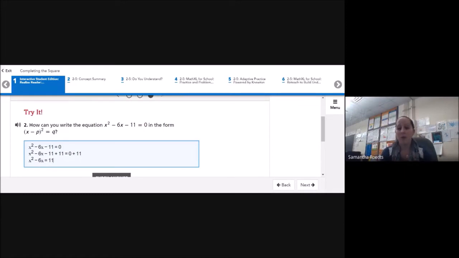Okay. Now, what I want to do is I know that I have to divide 6 by 2 and then square it. So 6 divided by 2, and it's a negative. Negative 6 divided by 2 equals -3. Okay. I then need to square that. So -3 squared equals 9. So I need to add 9 to both sides.